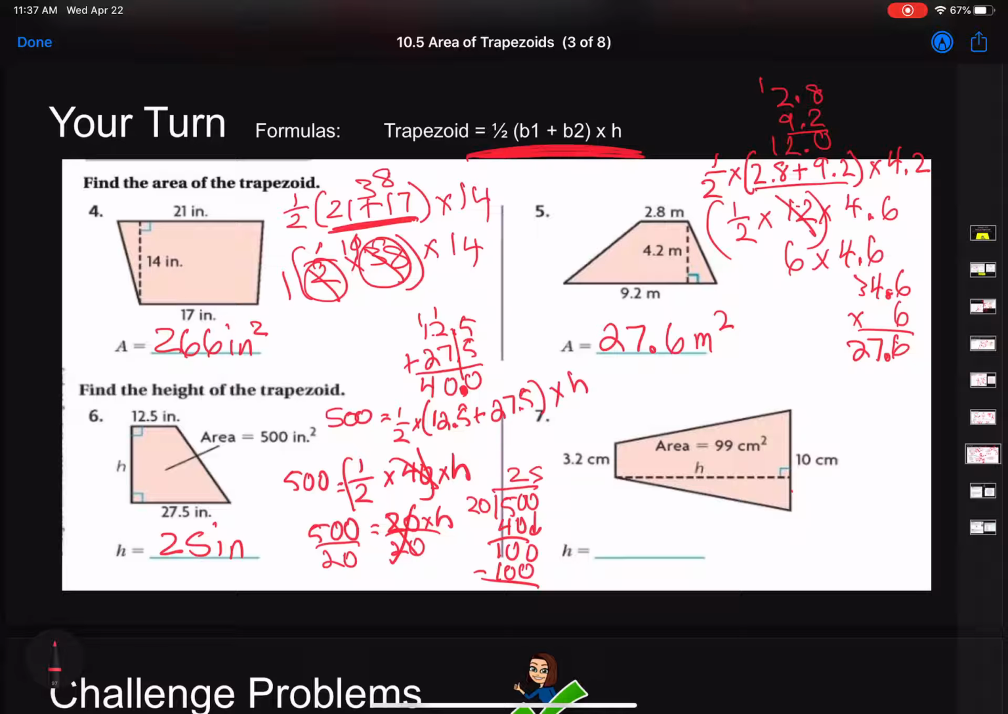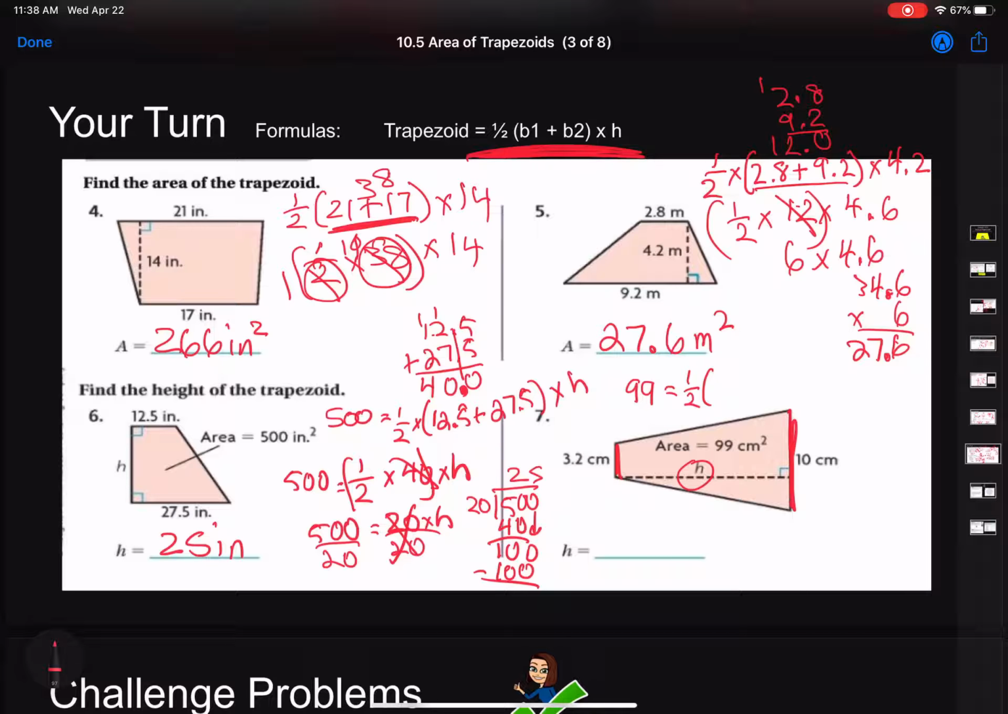Probably gonna have to do some erasing here to make room, but let's write out the problem first. So 99 equals 1/2 times, now your two bases. They're trying to trick you here. All they did was just lay the trapezoid on its side. So these are your two bases here. Your bases are always parallel to each other. And then you don't know the height. So just imagine if this trapezoid fell over on its side.